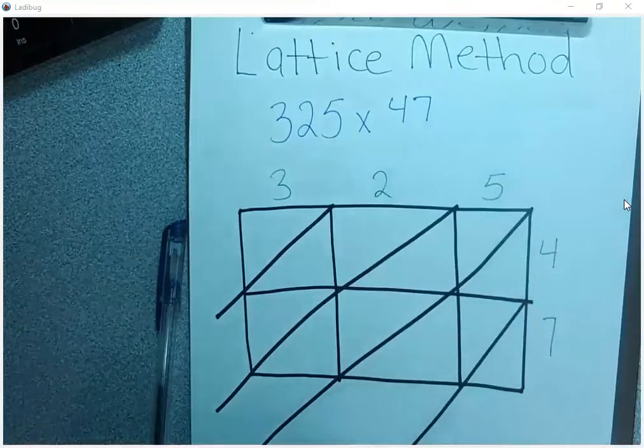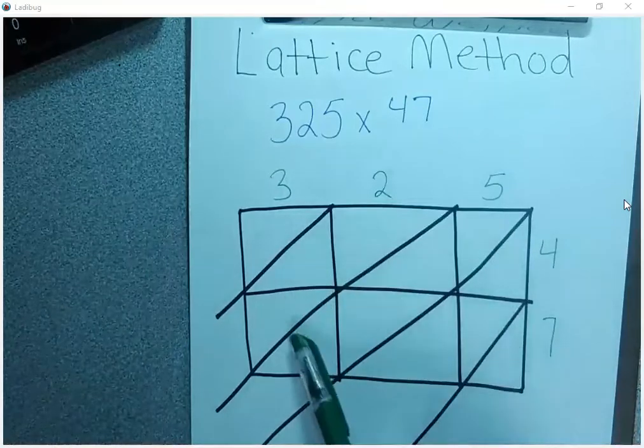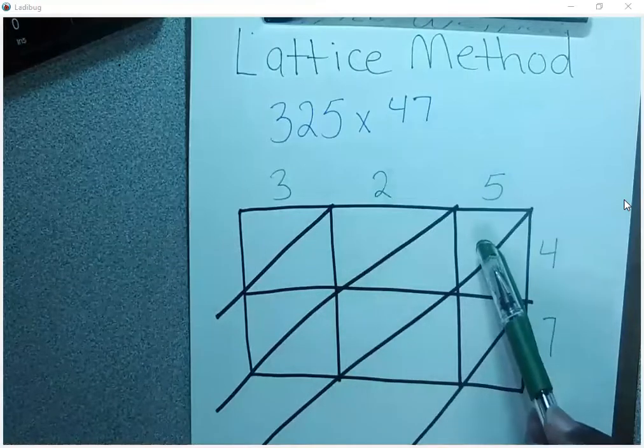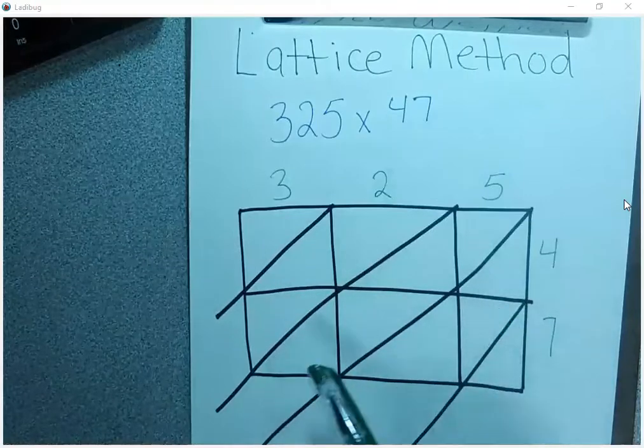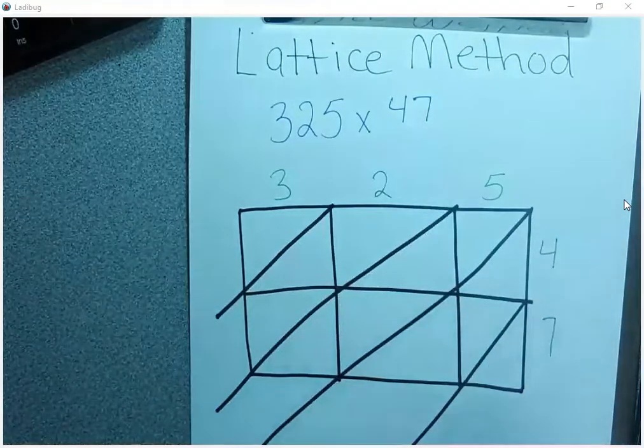All right. Now what I'm going to do is I'm going to change my color again. And my answers to my products are going to go inside these triangles right here. Each triangle only gets one number. So for example, I'm going to multiply my top numbers by these numbers on the side as all individual numbers.